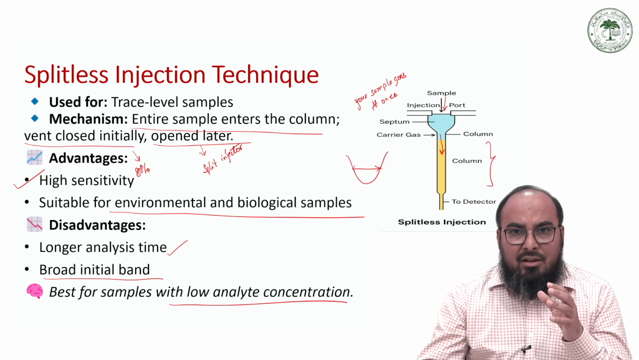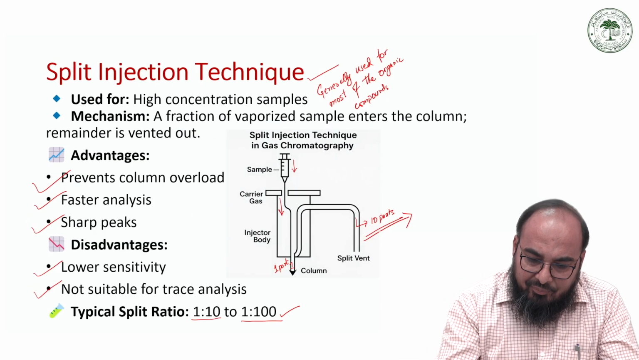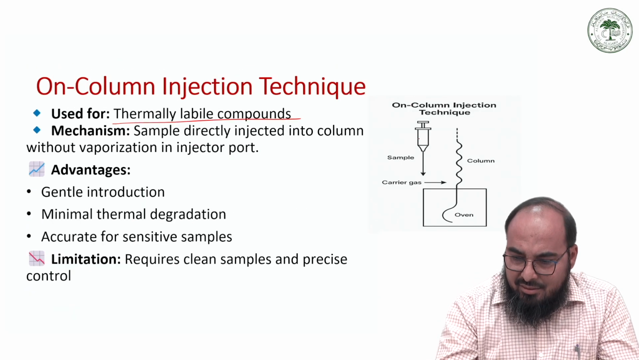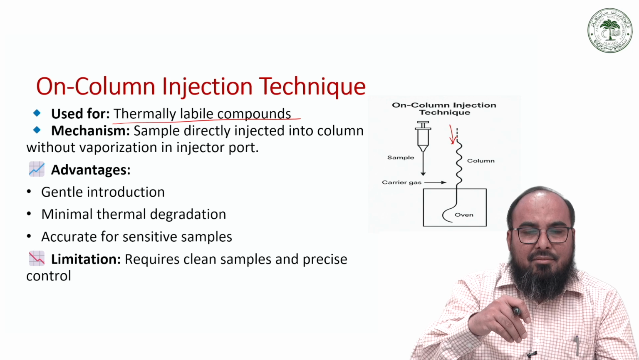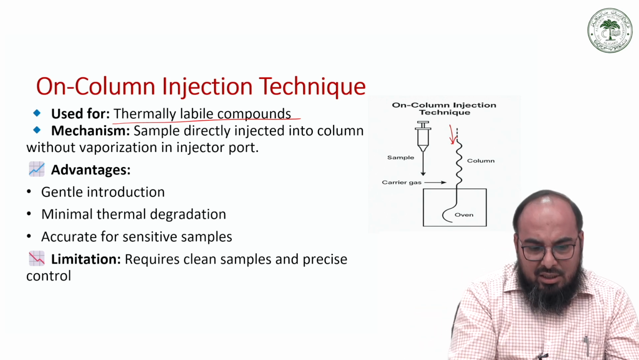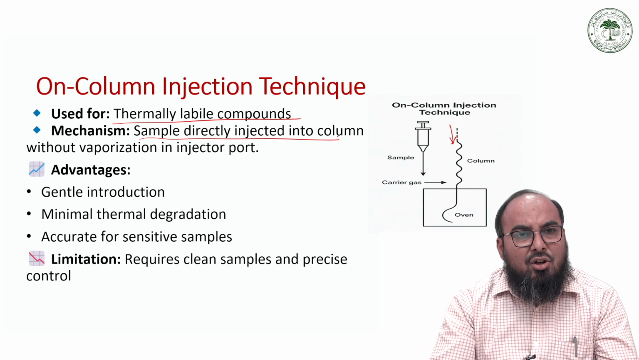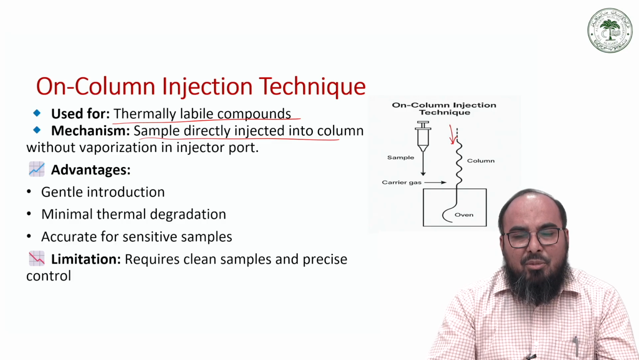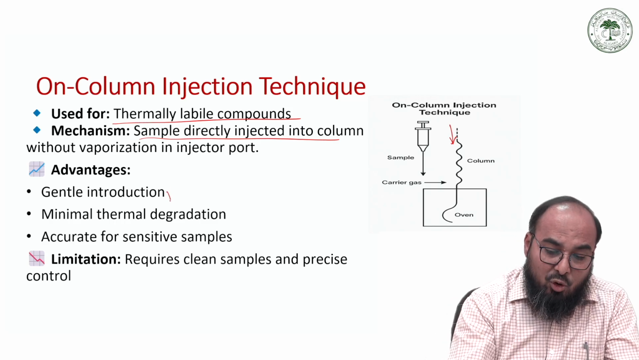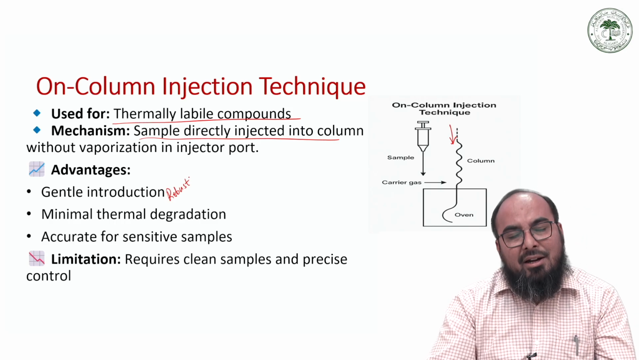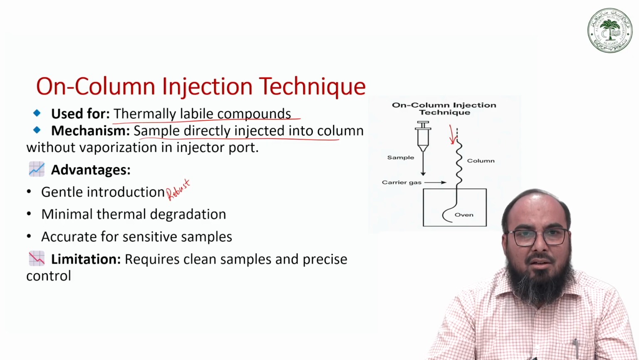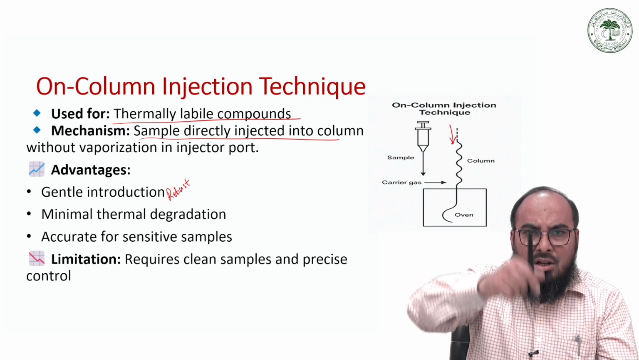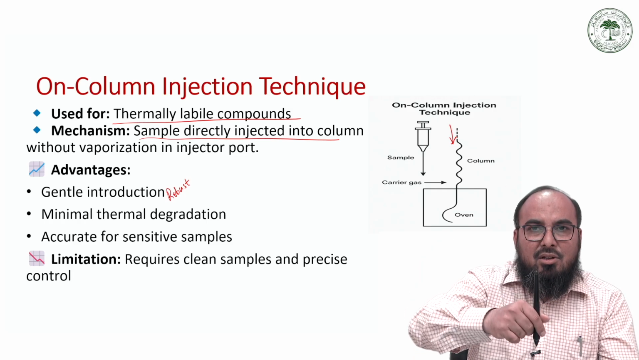So if you think of this one, a liner is there, but such a liner does not exist here. Here you introduce it straight in one go. The sample directly gets injected into the column without vaporizing in the injector port. The beauty of this is that it is very rugged, very robust, and very easy to handle. A new person can use this on column type of injection, because you introduce your sample onto the head of the column. Okay, so straight.